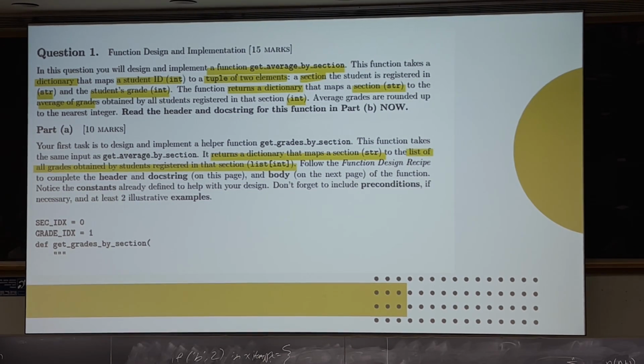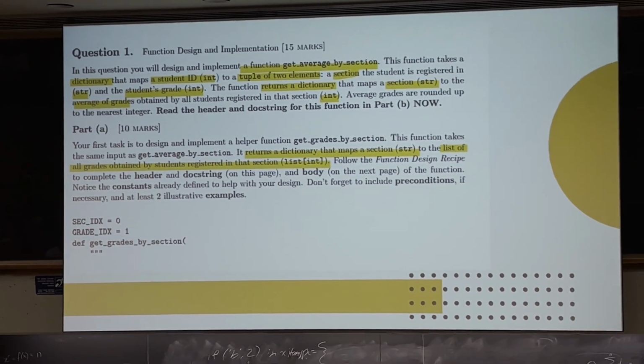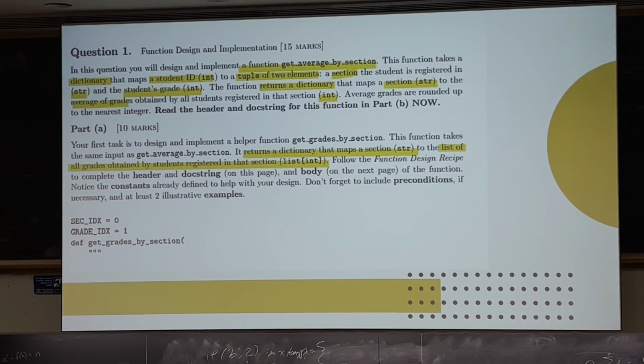In this question, you'll design and implement a function to get average by section. This function takes a dictionary that maps a student ID integer to a tuple of 2 elements, which is defined as the section that the student is registered in, and the student's grade. So essentially, you have a tuple where index 0 will have your section, and the second index will be your student's grade. The function returns a dictionary that maps a section string to the average of grades obtained by all students registered in that section. Average grades are rounded up to the nearest integer.